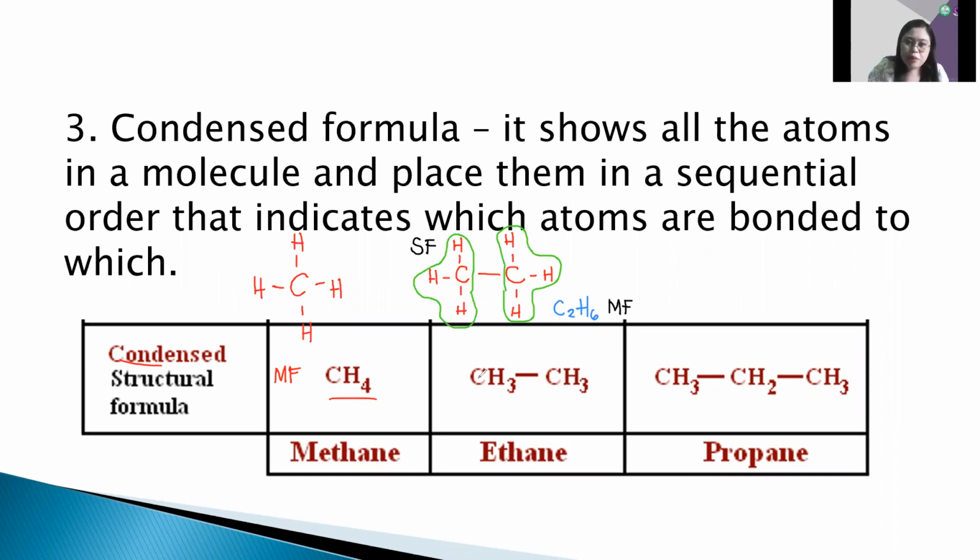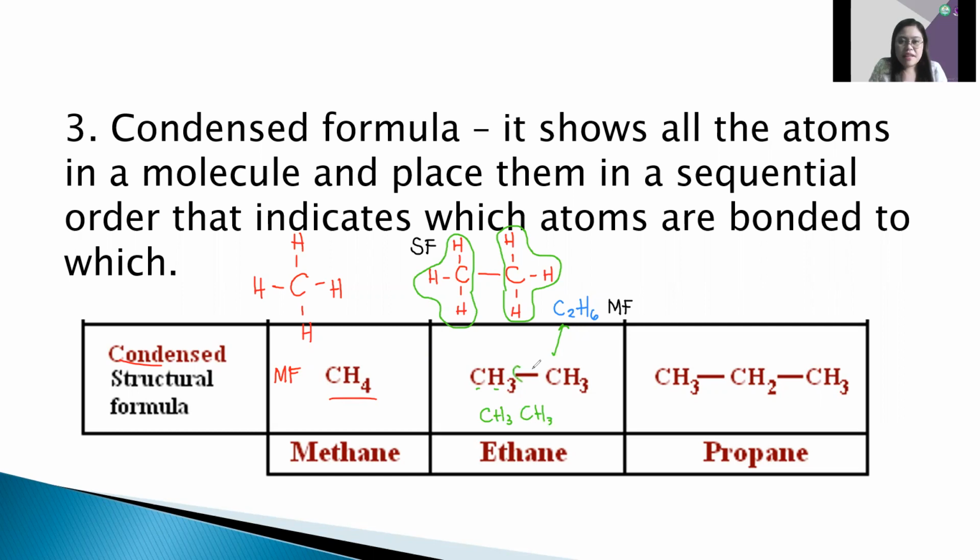So if we group them together, you have one carbon and then 3 hydrogen, so we call it CH3, and this is bonded with another CH3. That's how we do the condensed formula. So again, it is different from the molecular formula because the molecular formula will just summarize everything but will not really show us the bonding pattern. So actually, some will write this as CH3, CH3.